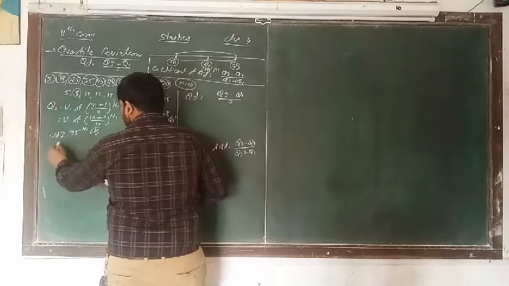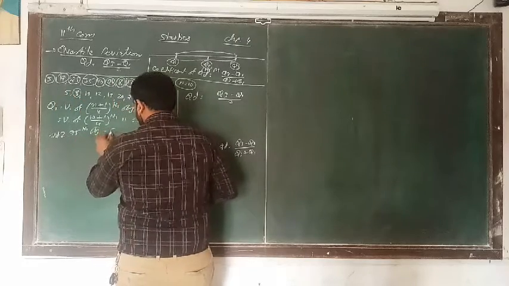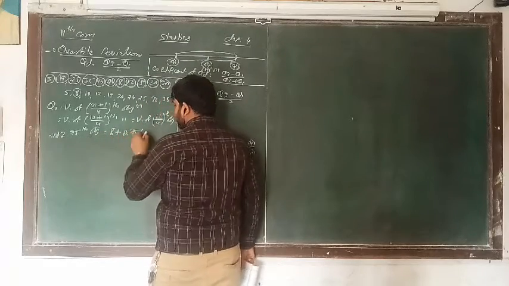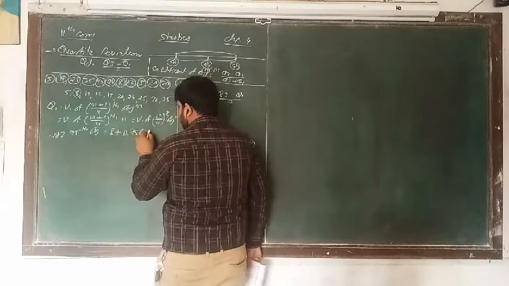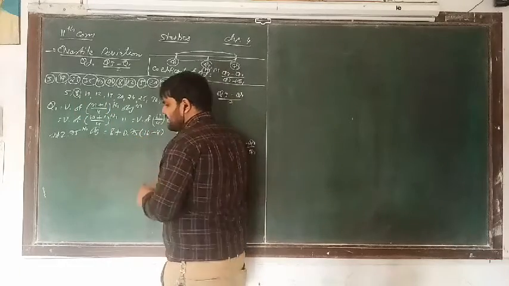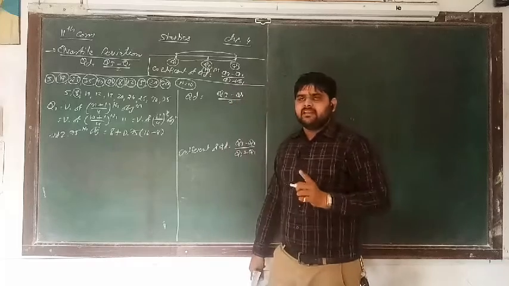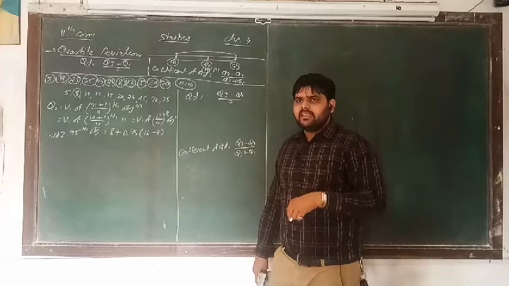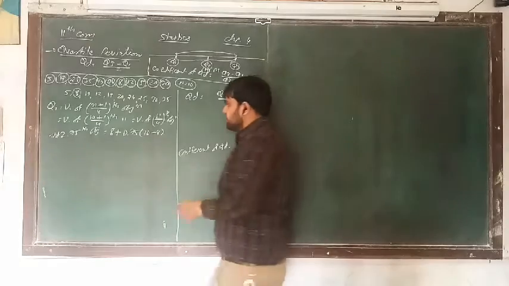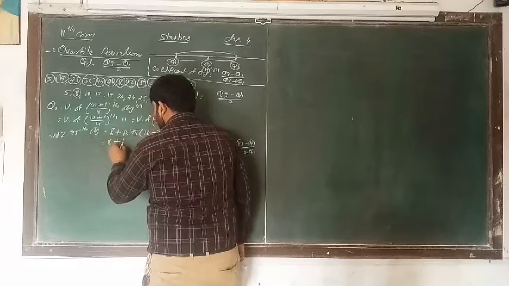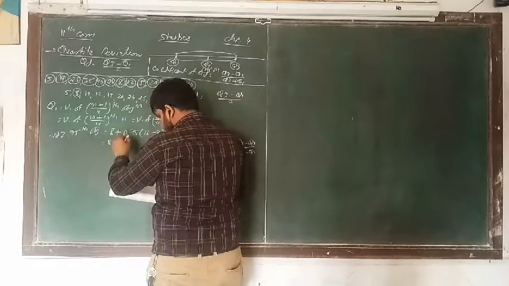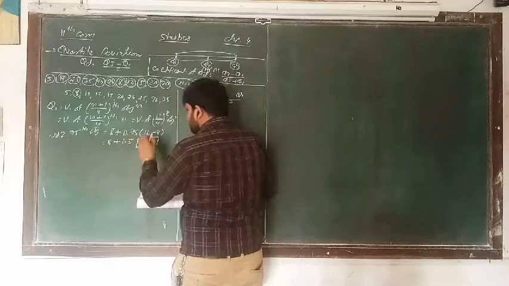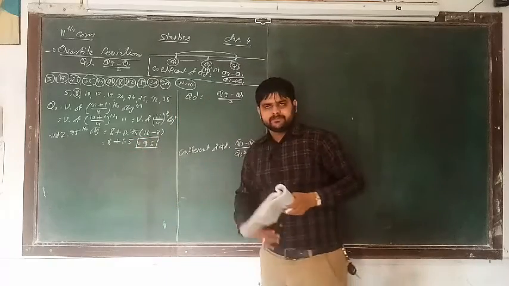So here it is 8 plus 0.75 times (10 minus 8). We already discussed this example in chapter number 3 when we discussed quartile, Q1, Q3, mean, median, mode. So 8 plus 1.5, so the answer is 9.5. This is called Q1.